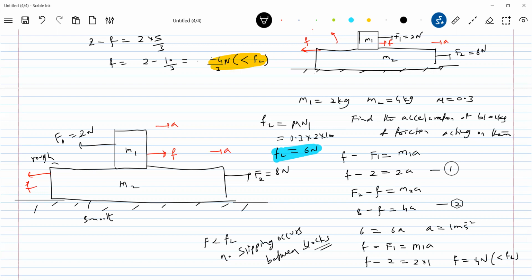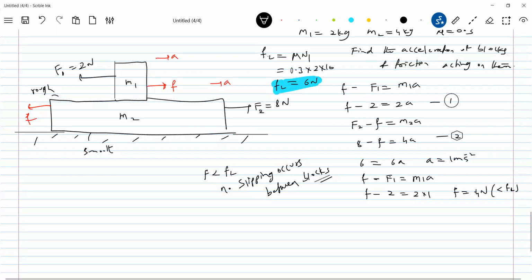So to do problems, we shouldn't assume slipping. When a block upon a block comes, first you assume no slipping, then check the friction. If it is greater than limiting, slipping occurs; less than limiting, no slipping occurs. Not every problem, okay. Don't generalize here, this will be wrong in physics. In physics, you can't generalize things.